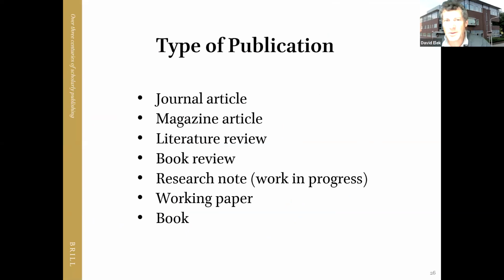There are different types of publication. You may be a researcher in a particular field, and you need to find the right type of publication that suits your particular research you're working on at the moment. It may be a journal article, it may be a magazine article or a literature review, book review, it may be a working paper, or it may even be a book.